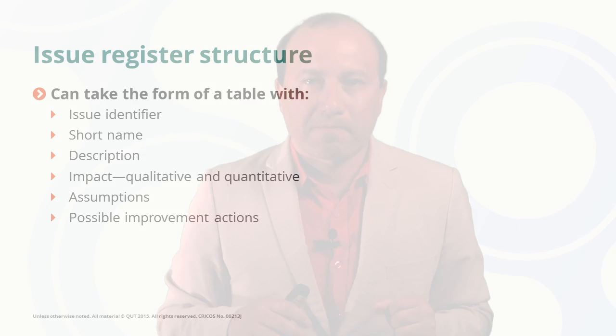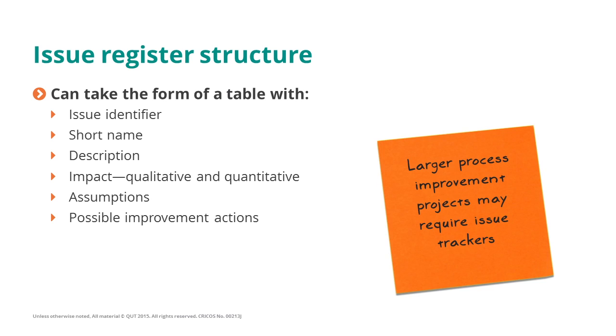In the case of relatively small improvement projects, we might maintain the issues in a relatively flat table, but in larger process improvement projects, it is more often the case that we will start using specific tools known as issue trackers to keep track of all the issues that we manage to collect during the discovery and analysis phases.